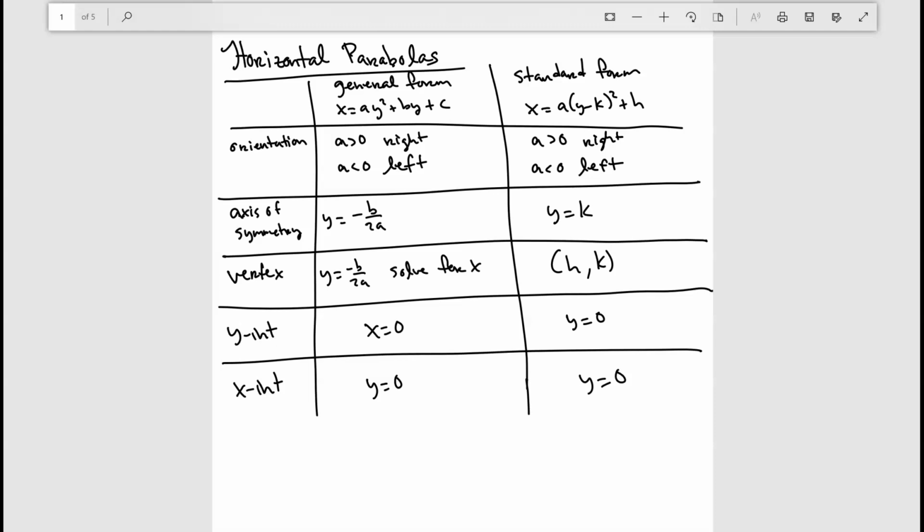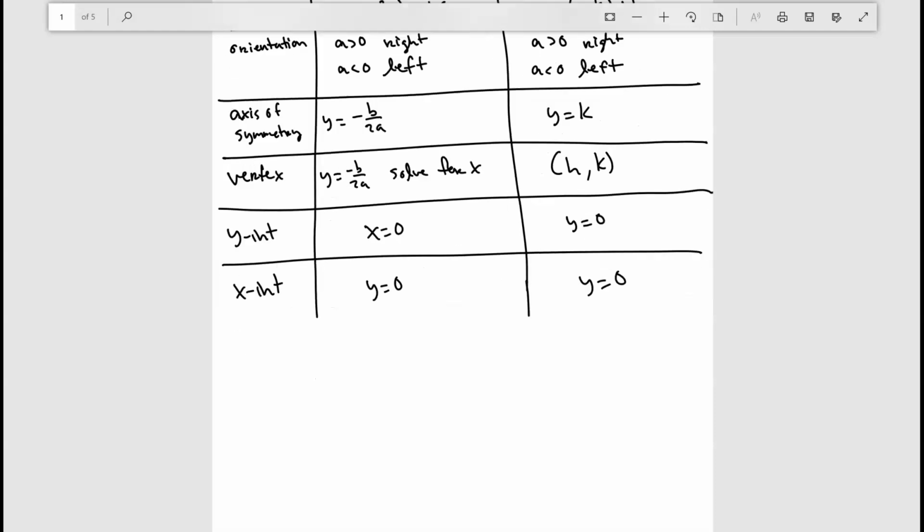A couple things. Notice that before we had y equals ax squared plus whatever. Now we have x equals ay squared plus by plus c. So everything is just swapped. The x's and the y's have flipped over. Notice that now the orientation is different. If a is positive, you're going to go to the right. If a is negative, you're going to go to the left.